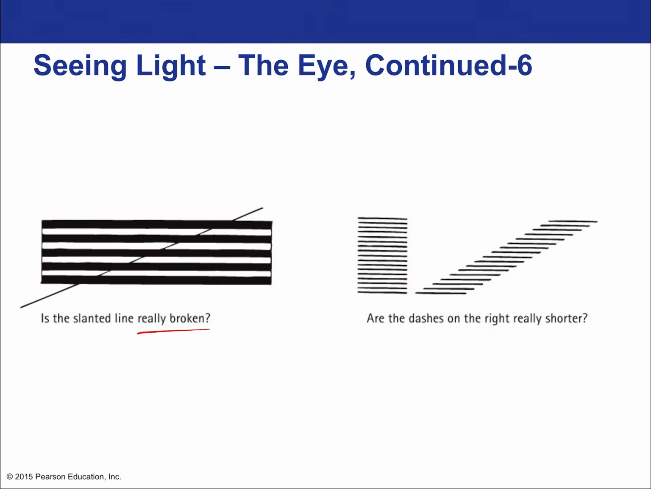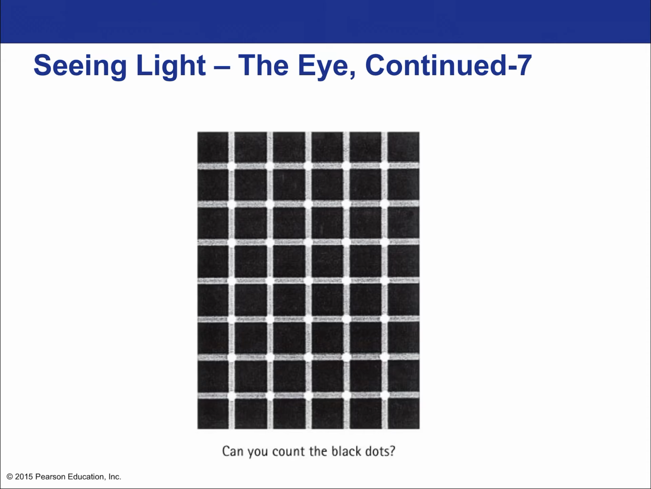And the dashed lines are not shorter. They are the same length. And then black dots, there are none. If you try to look at one, they go away. They only appear to be in the periphery of your vision. So there are no black dots at the vertices of the squares.